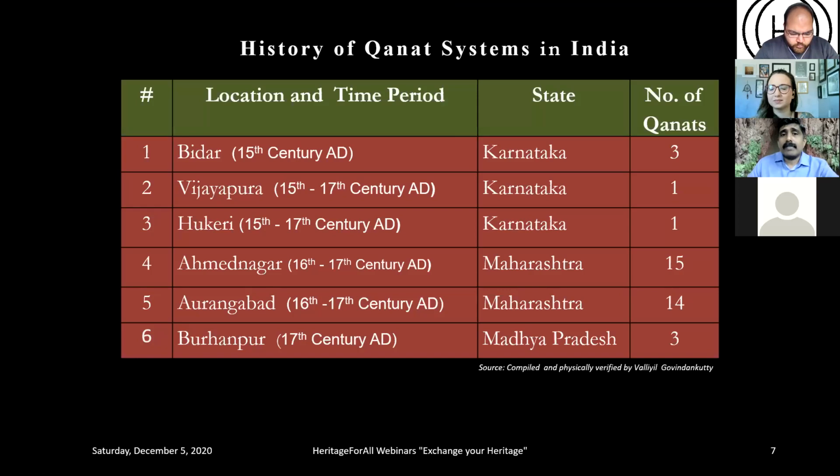So these are the historic Qanat systems that we find, the six cities and the number of systems that we have. Bidar is the first city where these systems were developed, and we have three Qanat systems there. The highest number one will find is in Ahmednagar, 15. And interestingly, they are not similar in nature to the systems in Iran, especially because of the geology. Here you'll find most of these systems are constructed on the plateau region itself, and they don't start from a mountain, except one of them, which starts from the alluvial plains of the Satpura Hills. That is the Burhanpur one. The rest of them are all part of the Deccan Plateau itself.